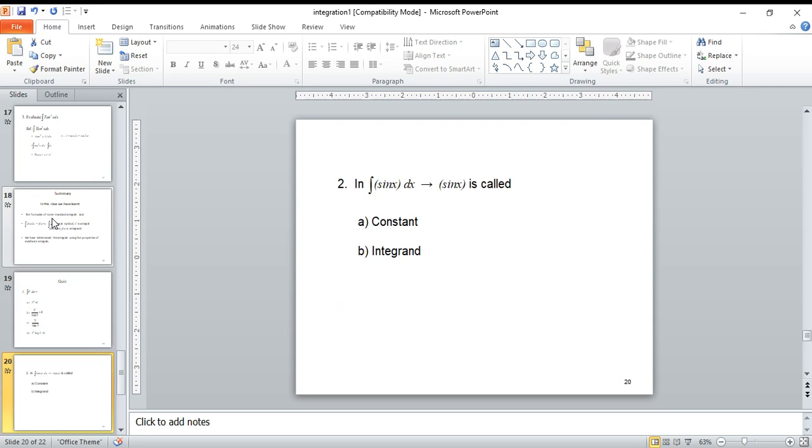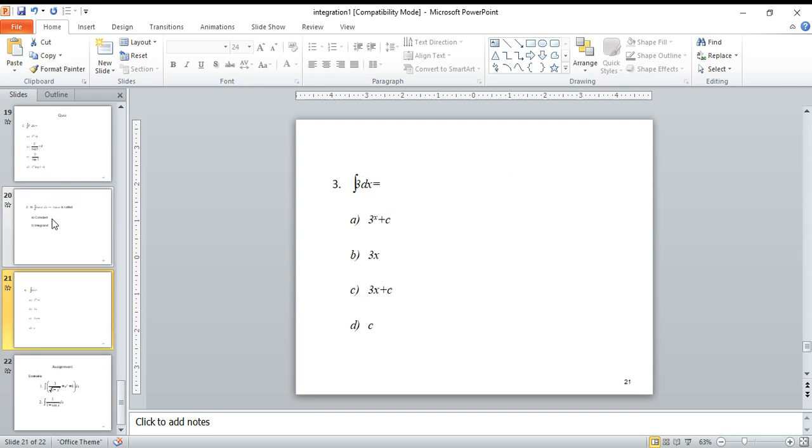Next, evaluate integration sin x dx. In integration f of x dx, f of x is called the integrand. So in integration sin x dx, sin x is called the integrand. Here sin x, option B, is the correct answer.